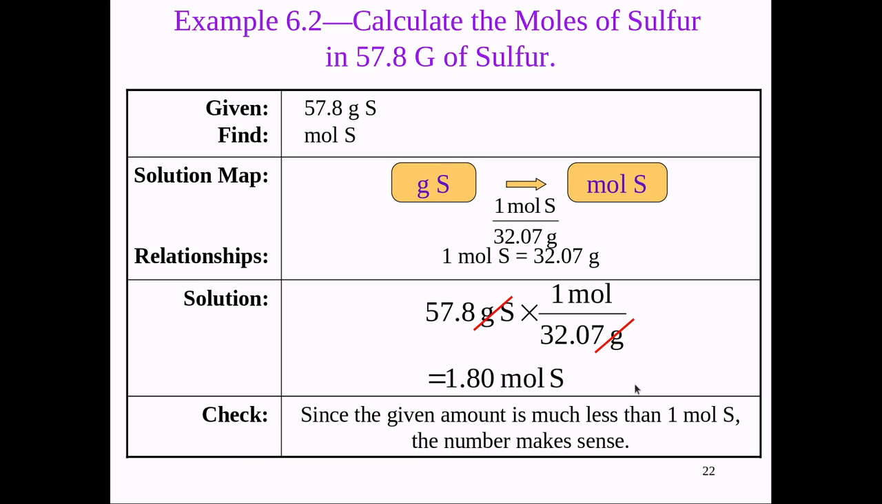If we do a quick check, we knew that in 1 mole there was going to be 32 grams. We had more than that, so we knew that we should be getting out more than 1 mole. And that makes sense.